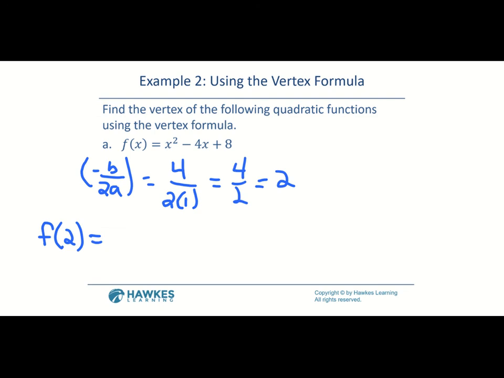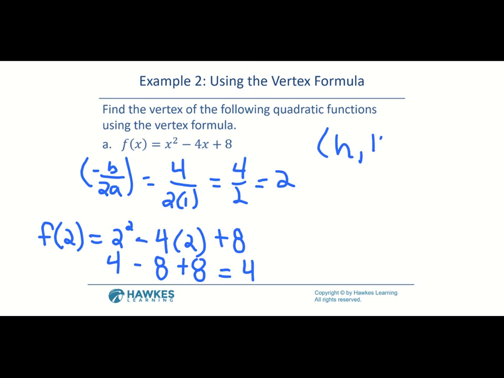So we are going to do 2 squared minus 4 times 2 plus 8. So we have 4 minus 8 plus 8. Well, 4 minus 8 is negative 4, plus 8 will give me a positive 4. So my vertex here, my h, k, is going to be 2, 4 for that quadratic.